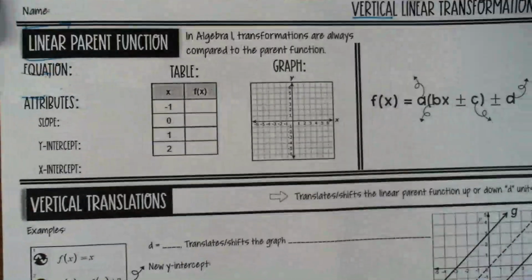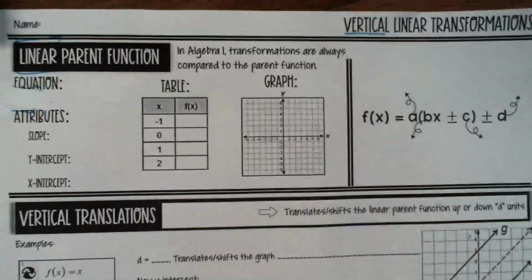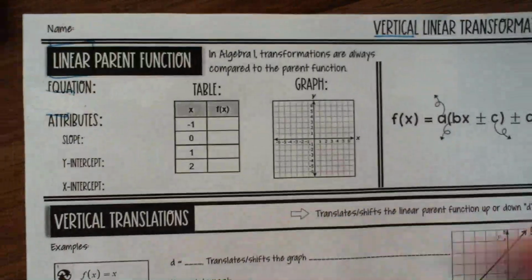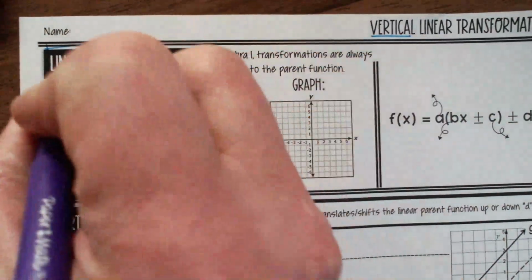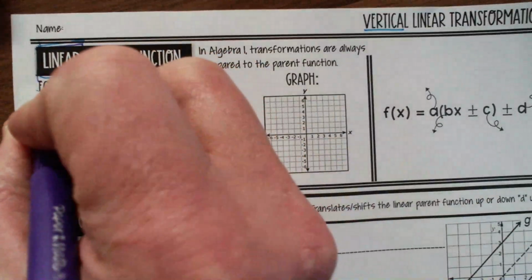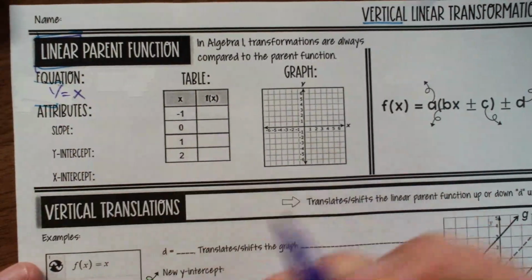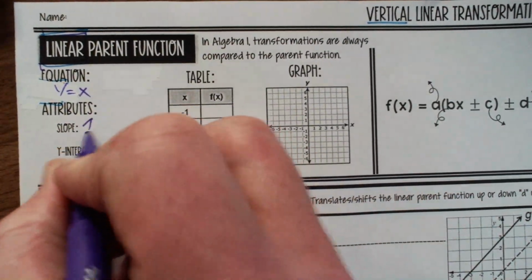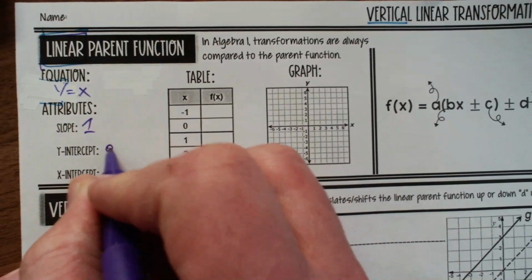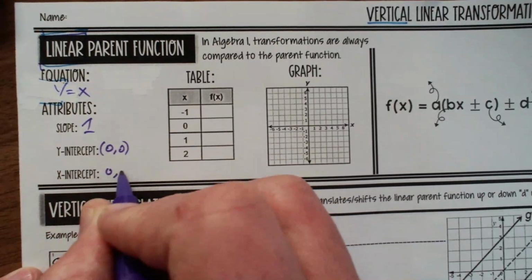All right, these are the notes for vertical linear transformations. So the first thing we're going to start with is our linear parent function, which is y equals x. When we graph y equals x, our slope is 1. Both our x and y intercept are (0, 0).